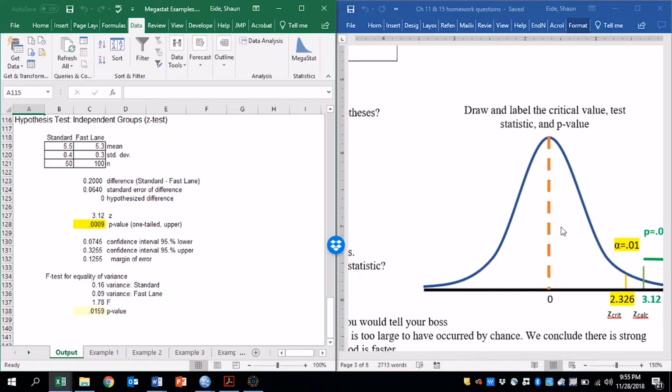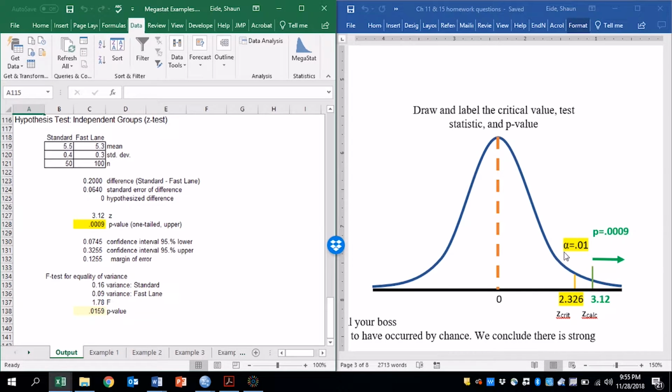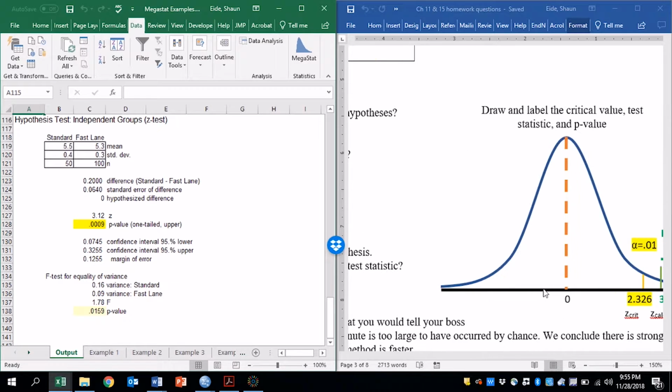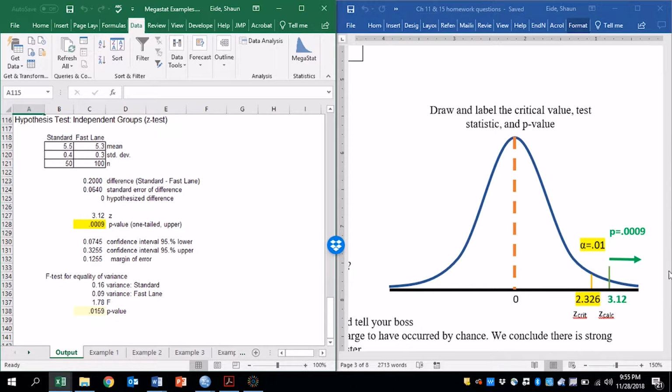So let's graph this right here. We put alpha of 0.01 and we've got the z critical of 2.326. Right now we're not looking at the green, we'll look at that in just a minute. But the z crit is 2.326. And we're rejecting the null hypothesis if it is past 2.326. We are failing to reject the null hypothesis if it's less than 2.326.